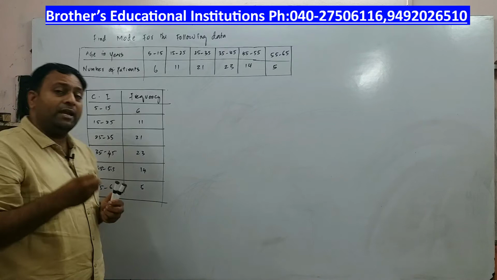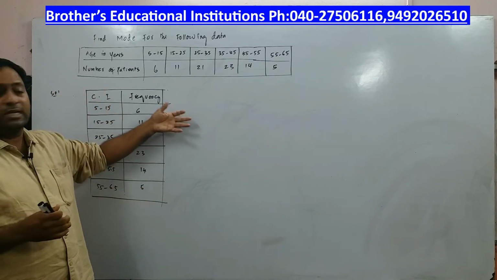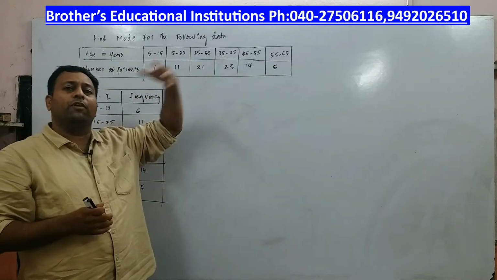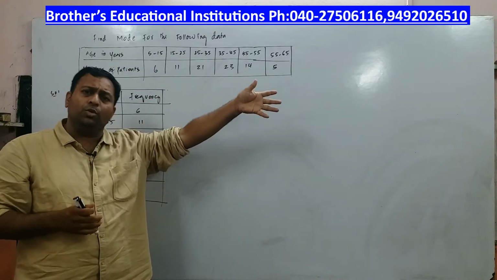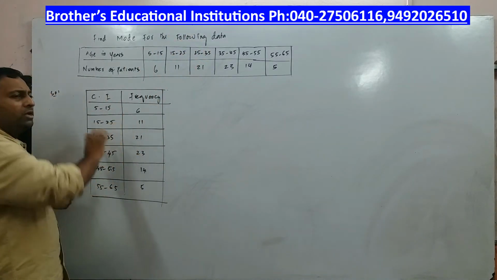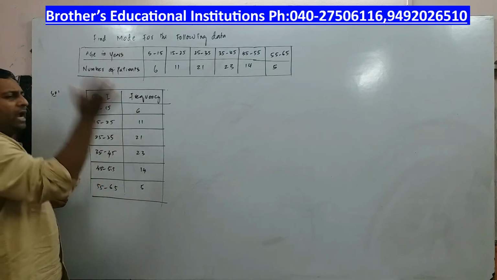See here, when we are dealing with arithmetic mean, we need to go for an extra number of columns. That means we go for a mid value, then we go for a DI, we go for a UI, then we go for a FI UI. So all those extra columns will be there. But when we are dealing with mode, there are no such extra columns. Straight away, you write things vertically and calculate the mode.